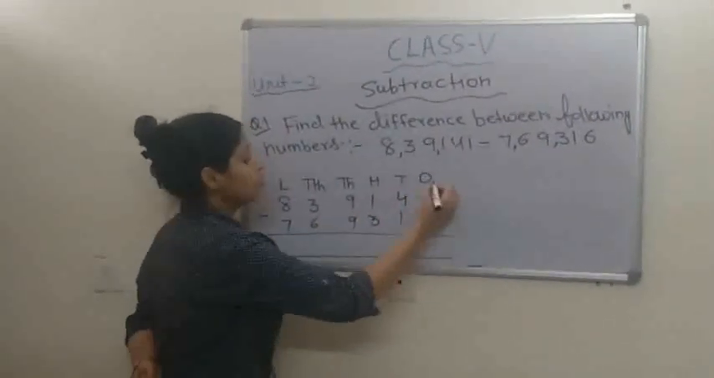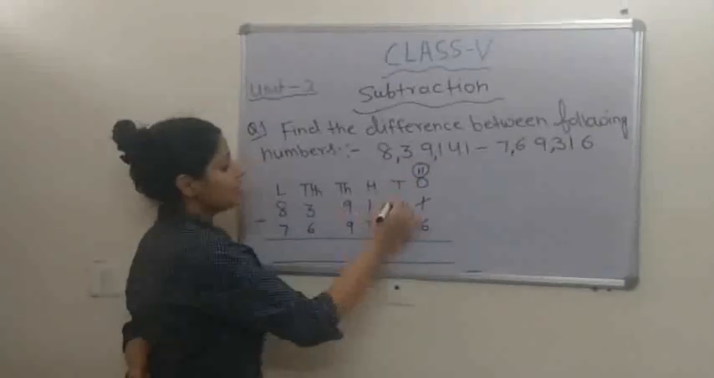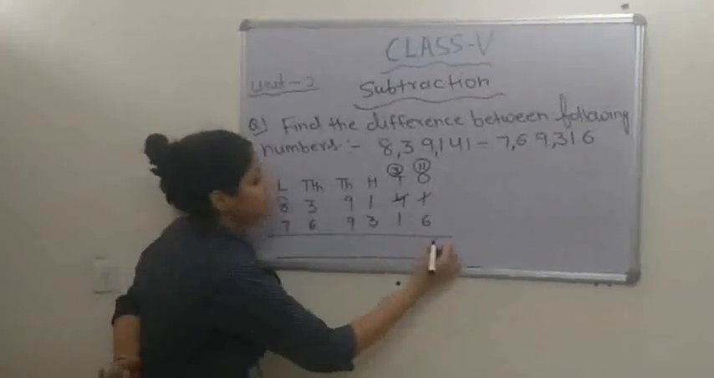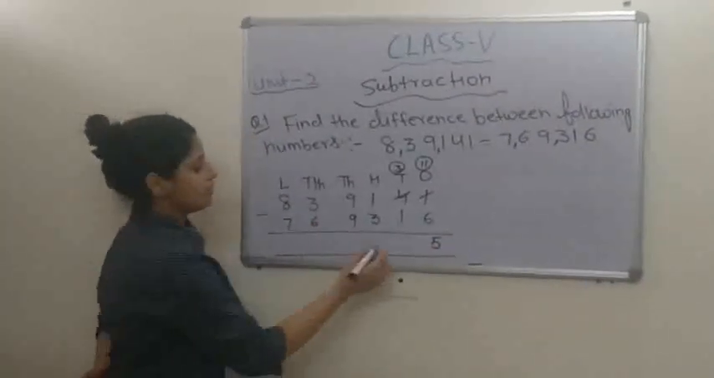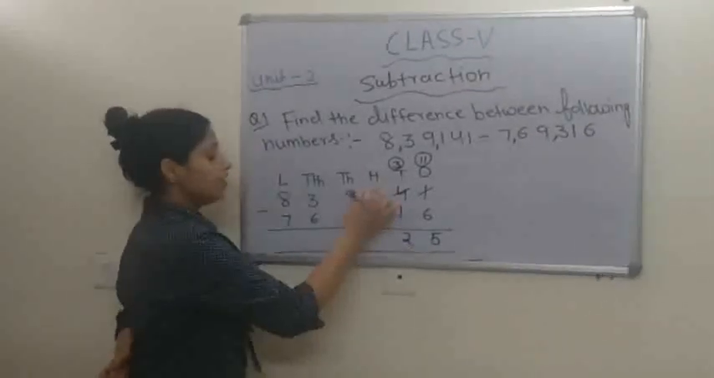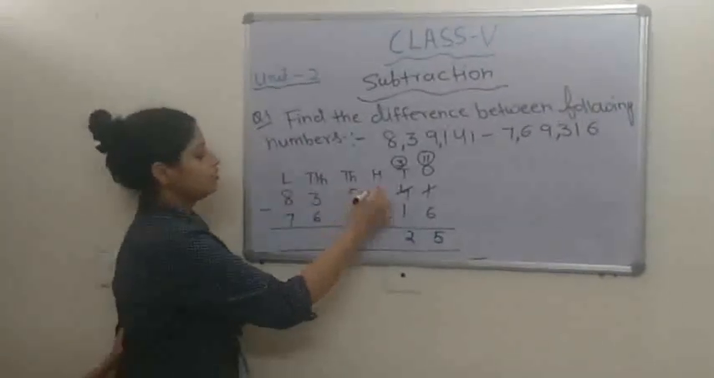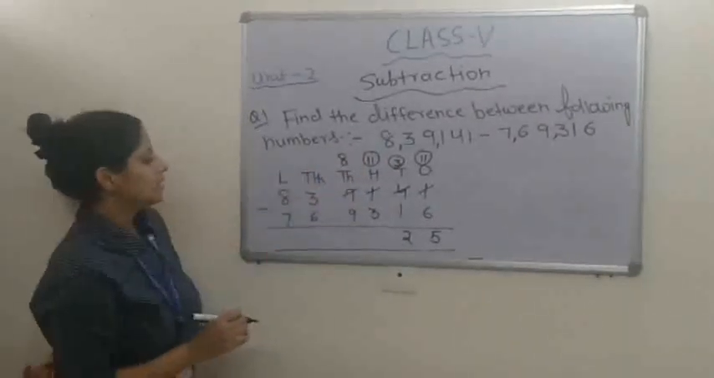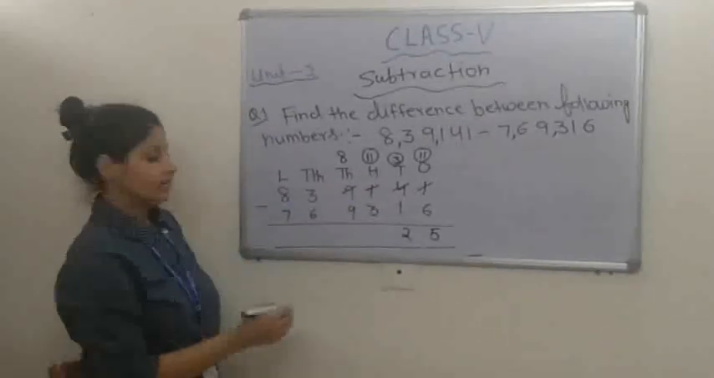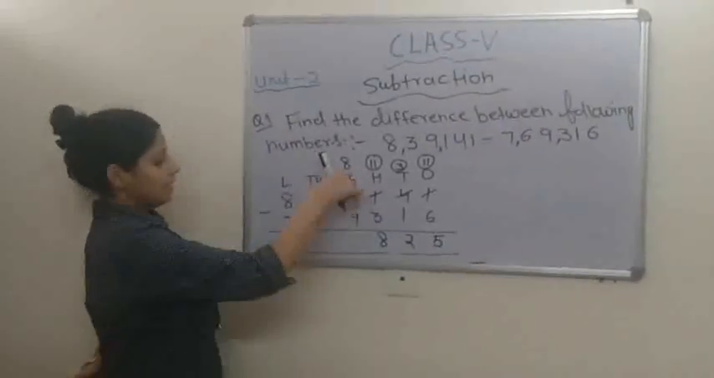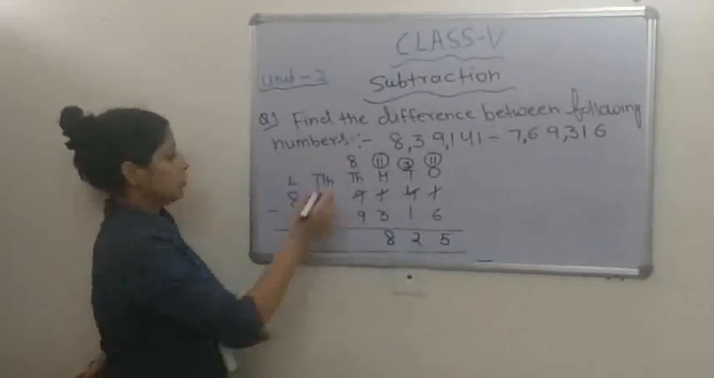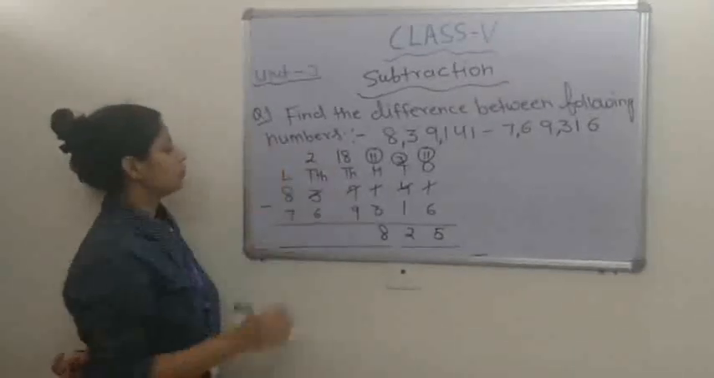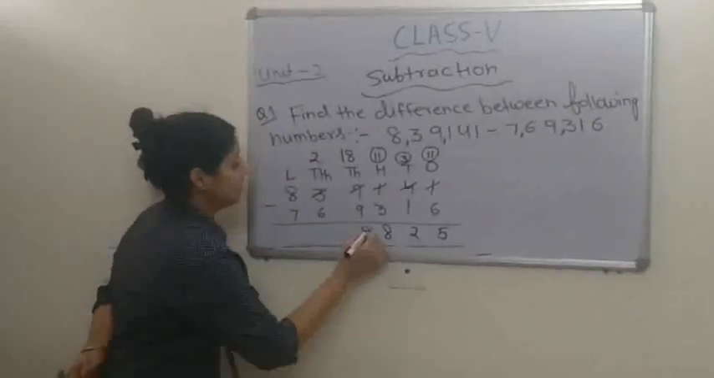Can you subtract 6 from 1? No, we have to borrow. So this 1 will become 11 and this 3 will become 2, right? 11 minus 6 will be 5. 3 minus 1 will be 2. Here also we cannot subtract 3 from 1. So 1 will become 11 and this 9 will become 8. So 11 minus 3 is 8. Can you subtract 9 from it? No. So let's borrow tens and it will be 18. 18 minus 9 will be 9.